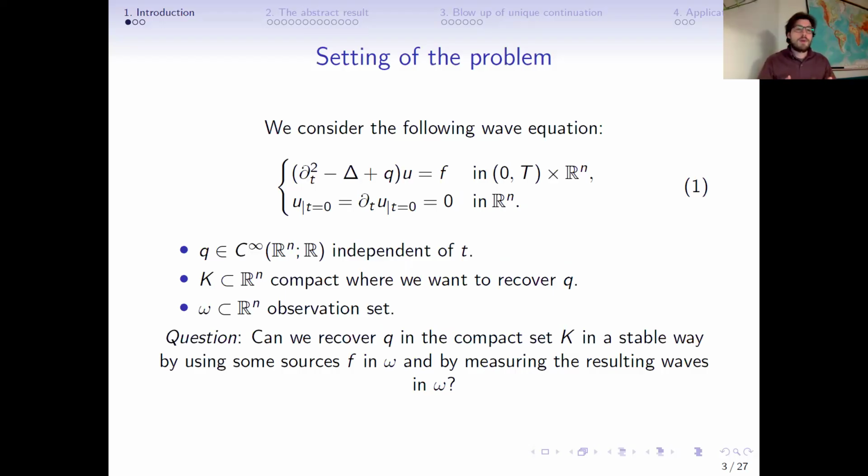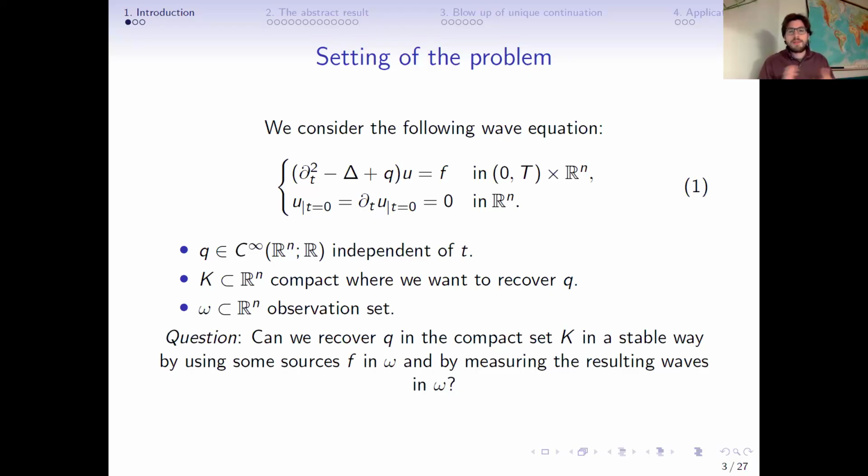So the problem is the following: it is just a wave equation with a flat Laplacian in Euclidean space, and we have a potential, which is the potential that we want to recover. We will suppose that we have a compact K in which we want to recover the values of our potential, and we have our observation set omega, and this allows us to define a so-called source to solution map, which is a variant of the Dirichlet to Neumann map, but here there is no boundary.